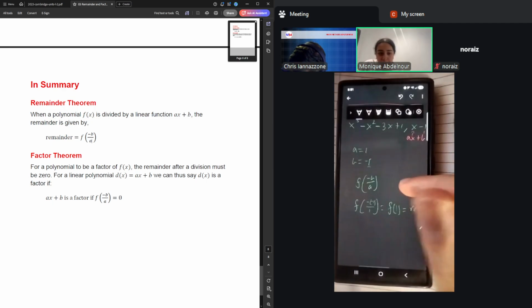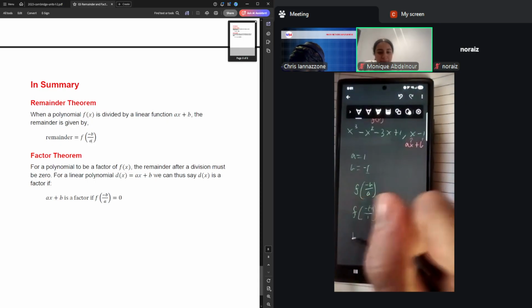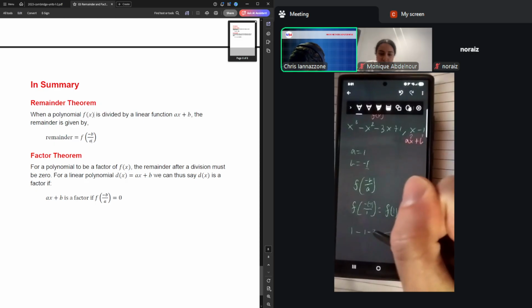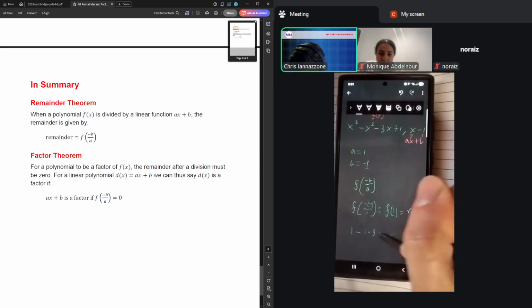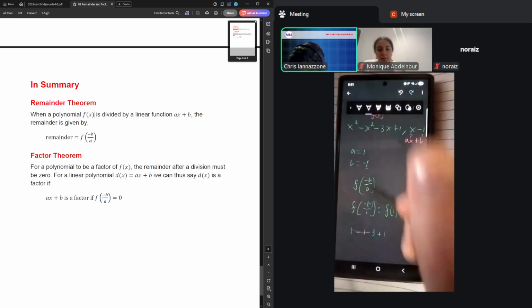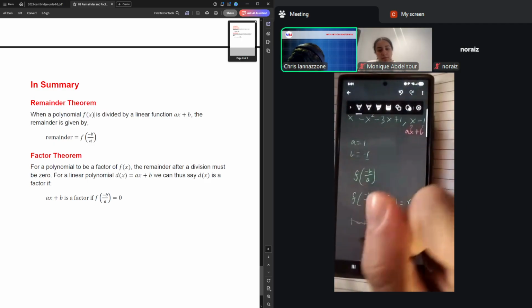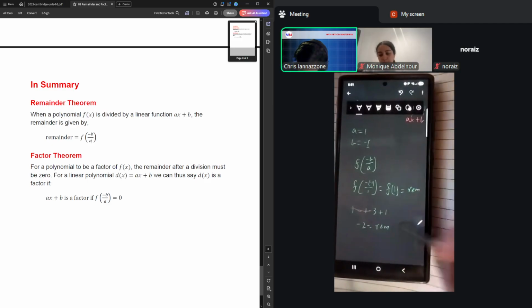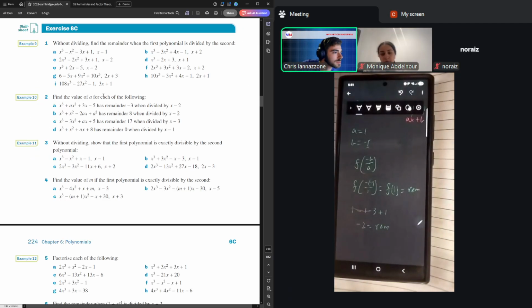Sub in the cubic, absolutely. So 1 cubed is 1, 1 squared is 1, 3 times 1, so that's the -3 there, plus 1, cool. These are going to cancel, 1 minus 3, minus 2. That is our remainder. That's the final answer. So if we have a look back at the screen share, without dividing, find the remainder after division. We have found the remainder without dividing. We use the remainder theorem. Awesome.